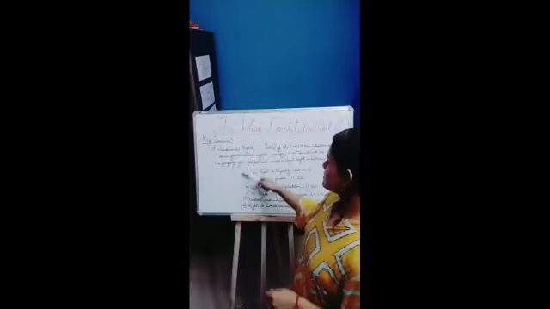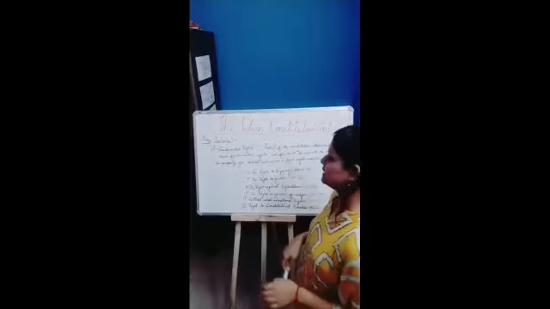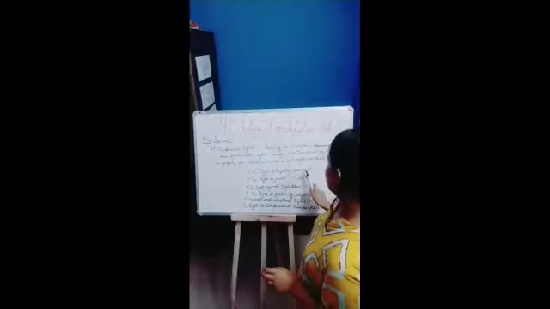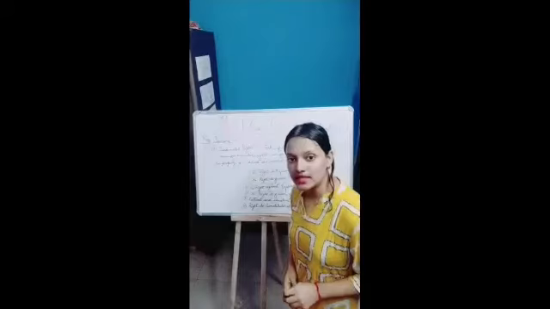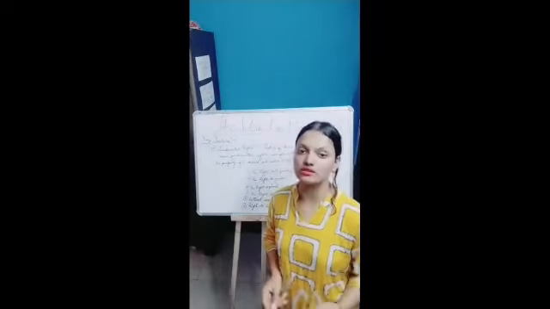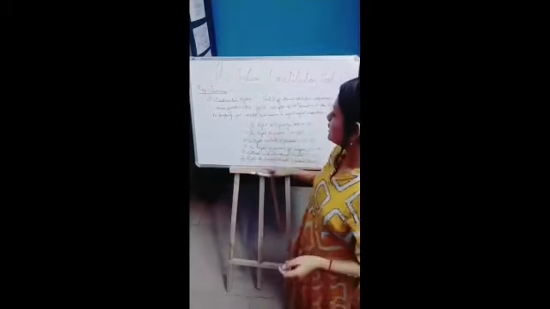Article 300A. So under Article 300A, the right to property became a legal right. Now let us discuss the 6 fundamental rights. Number 1, we have the right to equality, which comes under Articles 14 to 18. Under the right to equality, every person is equal before the law, whether he is rich or poor.